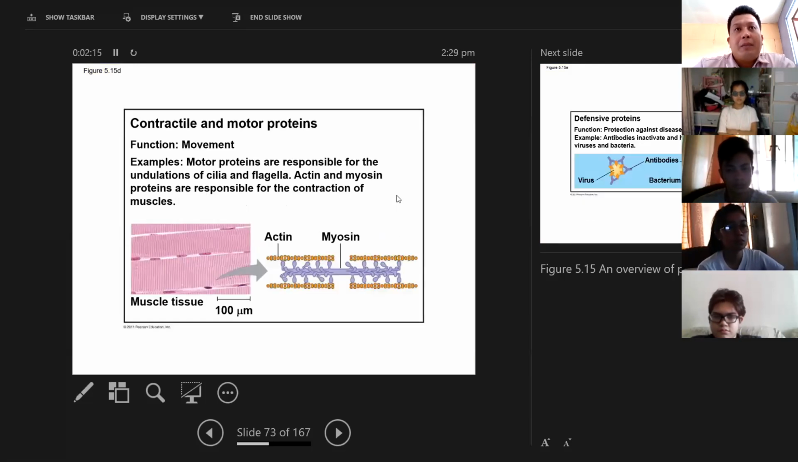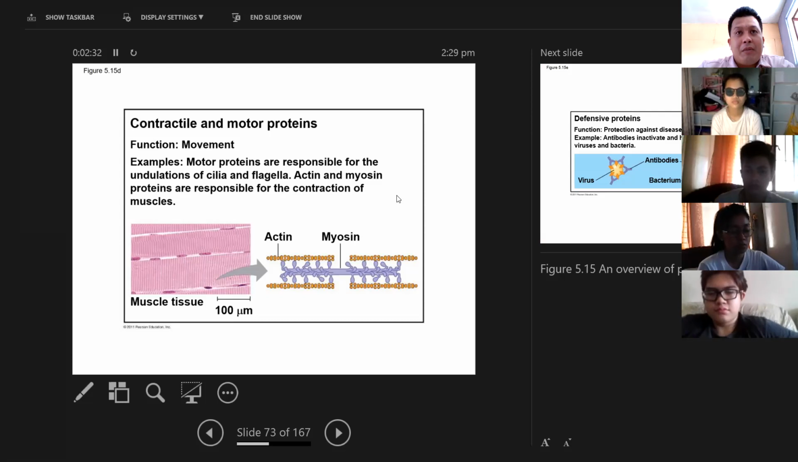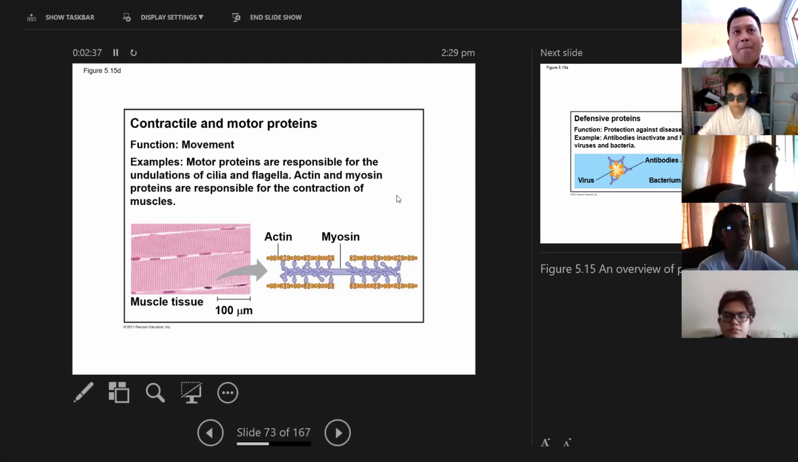Contractile proteins or motor proteins, examples of which are actin and myosin for muscle contraction. We have the flagella for a sperm cell to enable it to move, and cilia for some unicellular organisms, which are responsible for locomotion.